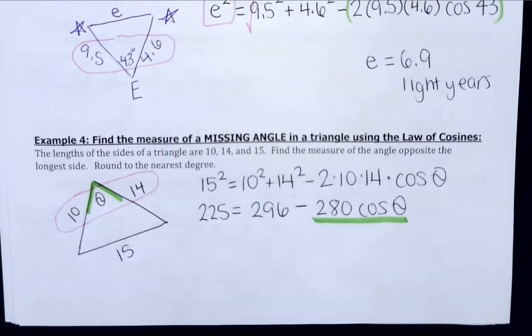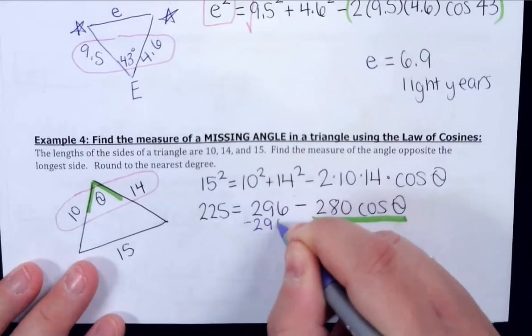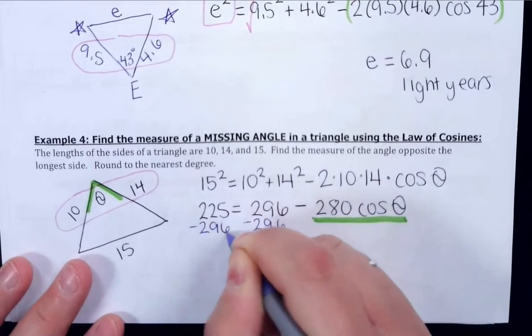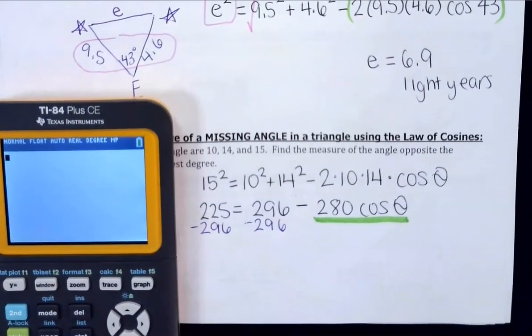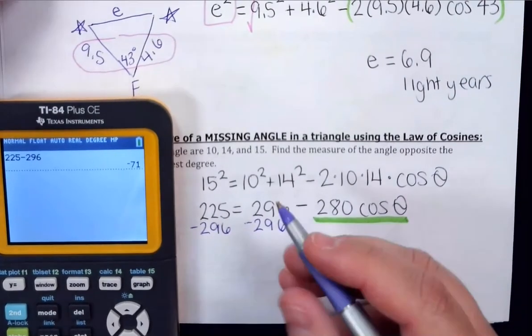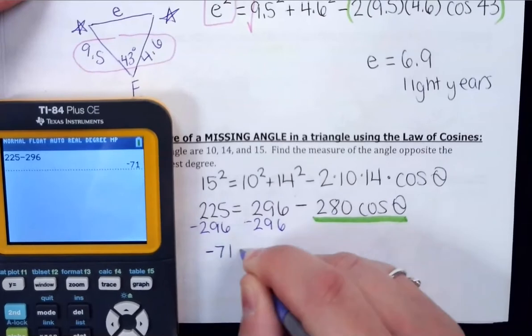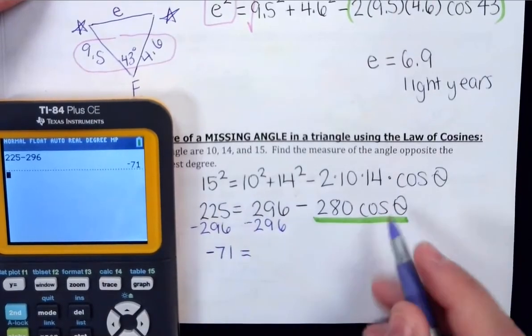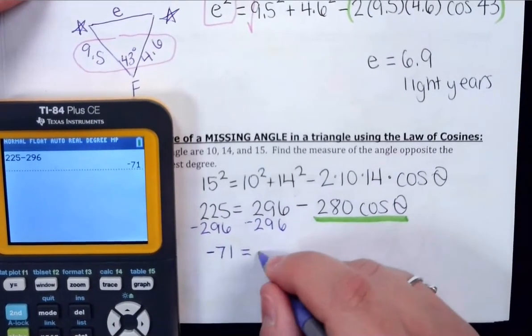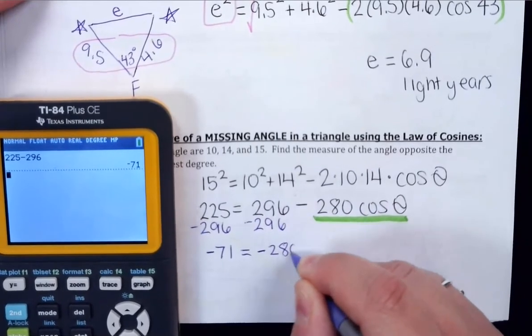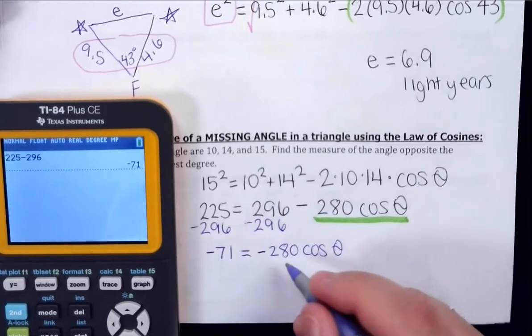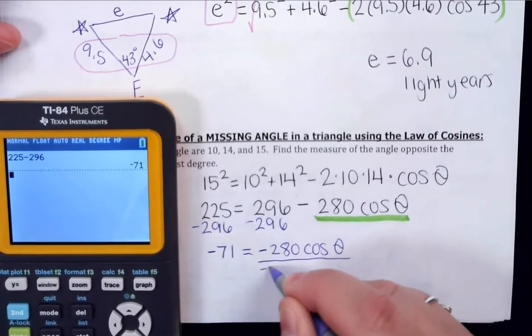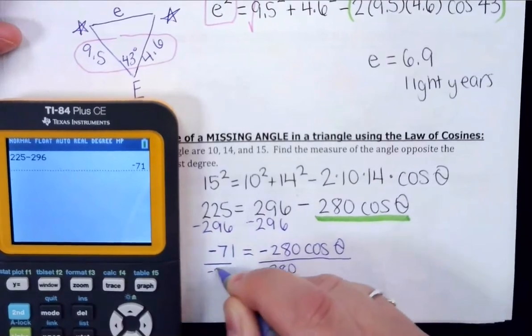Here's what you want to do. You want to actually subtract the 296. Sometimes this will be negative, sometimes it'll be positive, and either way is okay. So I'm just going to do 225 minus 296. And so I'm going to get negative 71, and then I'm going to keep this all together, and it does have a subtraction sign in front of it, so keep that. So the 280 cosine theta. We're going to try to solve for the angle here. Now what I want to do is divide by the negative 280.